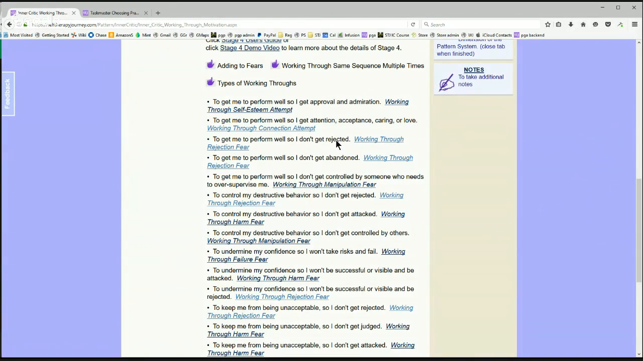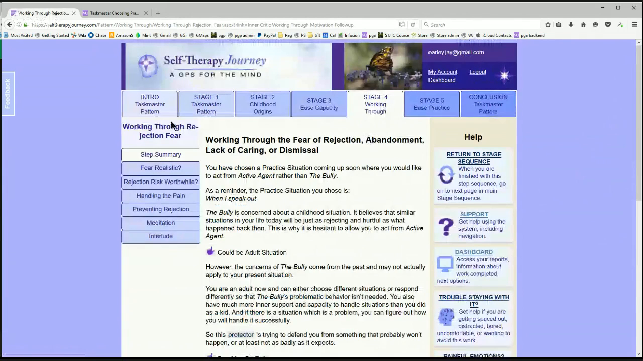So let's say that's one of the underlying motivations for your inner critic attacking you, to get you to perform well, to avoid being rejected. So in order to help your inner critic work through that fear so that it doesn't feel like it has to attack you. By the way, of course, we know this is absurd. If the inner critic attacks you, it's not going to help you to perform well. We understand that, but that's what inner critics do. Protectors in general do things that actually don't work the way they expect. So I'm going to click here, and I'm now working through rejection fear.